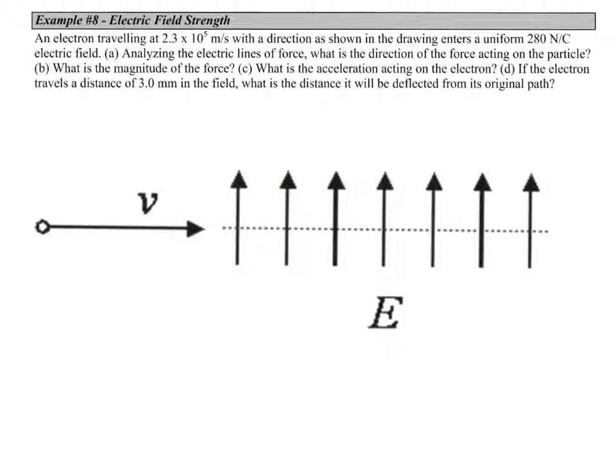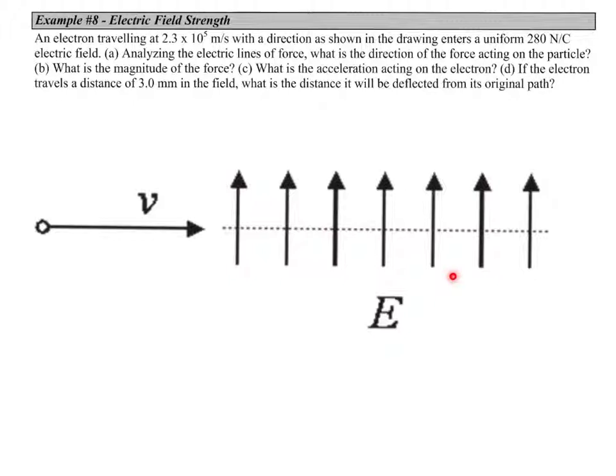So instead of this being an electric field, we'll pretend it's a gravitational field, and this is a ball. Now we throw a ball into a gravitational field, and it's going to be deflected, and it's going to land down here somewhere. We can look at this problem in the same way as we would a ball going into a gravitational field. It's just kind of like a projectile motion problem.